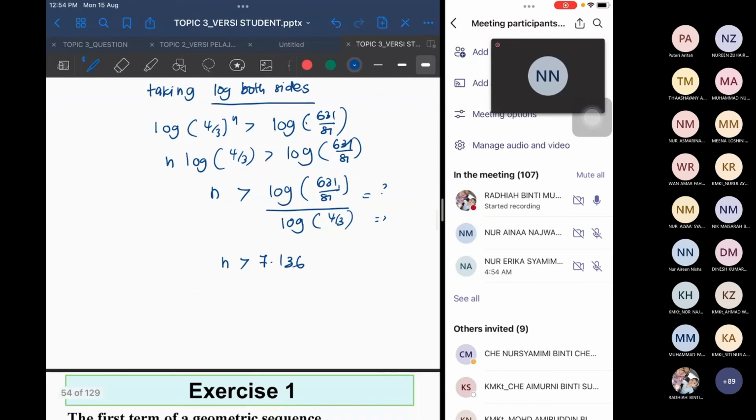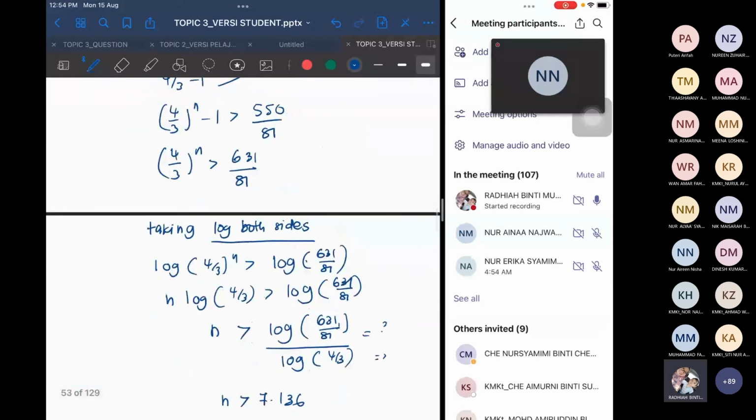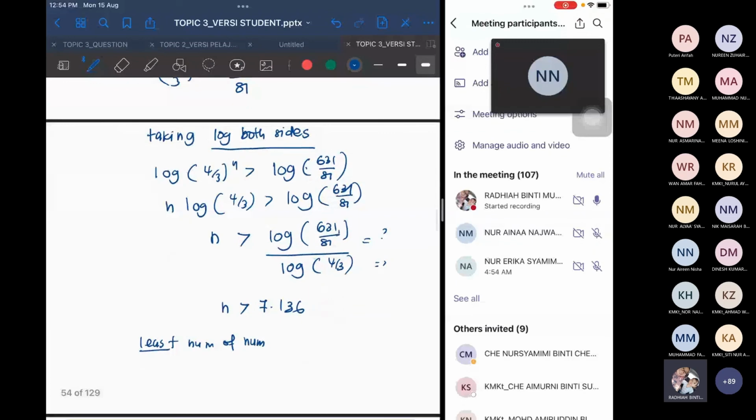7.136. Okay, tapi soalan kita, dia minta at least tadi kan. List the number. Sebab dia tulis list number of n. Bila list, you kena ambil yang paling terdekat dengan dia lah. Bila number kita tak boleh ambil dalam bentuk perpuluhan ya kelas, kita kena ambil nombor bulat. So therefore our n is equal to 8.